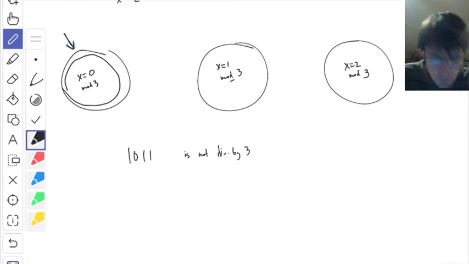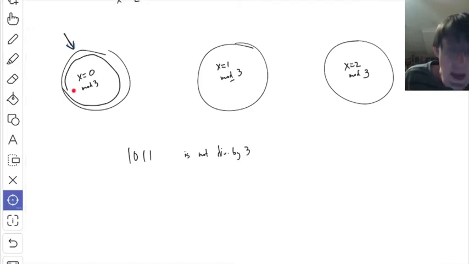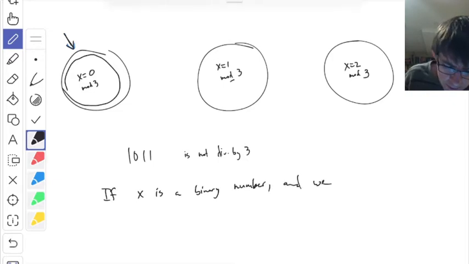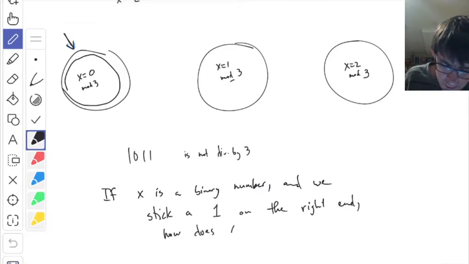Okay, really the question is now, I would like to know, for example, over here, where is the outgoing arrow with a 1? Where does it go? Does it go across? Does it go back here? And also, where should the outgoing arrow with a 0 be? These are the questions we need to answer. Really what we need to think about is something like this. If x is a binary number, and we stick a 1 on the right end of it, how does the value change?